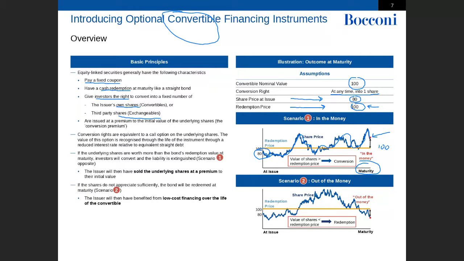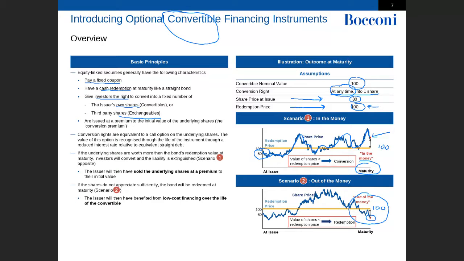Totally opposite is the behavior in case of out of the money. So if at maturity you don't have the same condition, in other words, the level of price where the shares are issued is 100, but the price is, I don't know, 80, there is no point that the bondholder will convert this share. And here you can have, de facto, as I write here, conversion at any time.